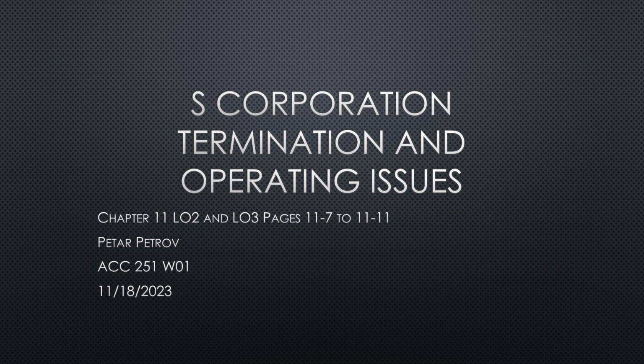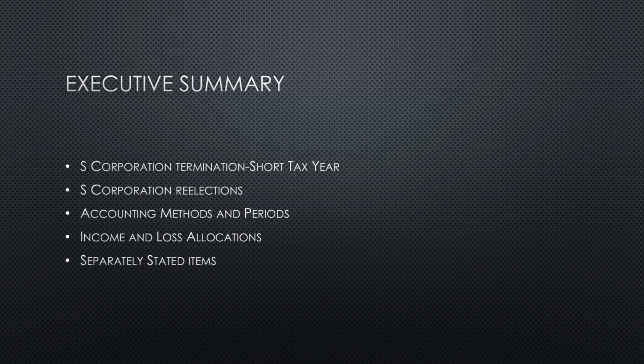This is on Chapter 11, Learning Objectives 2 and 3, pages 7 to 11. Today's date is November 18th, and the course is Business Accounting 251. Today we'll be talking about S-Corporation termination, short tax years, S-corporation re-elections, the accounting methods and periods that they must use, income and loss allocations, and then lastly, separately stated items.